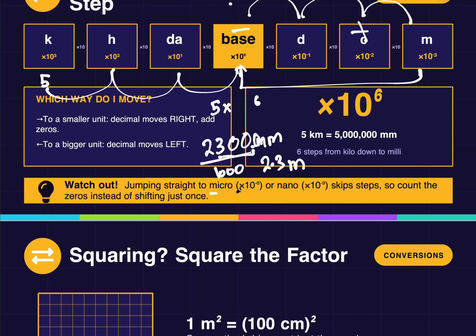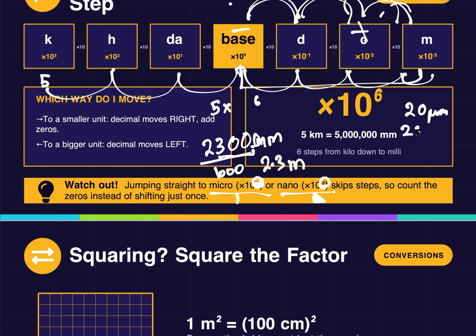And regarding micro or nano, this skips a bunch of steps. So it's a bit harder to keep track of these, right? Because you can't just go counting like this. So you'll have to use these, -9 and -6, these exponents, to figure out how many units away it is from the base. So then you could know that if something is 20 micrometers, it's 6 units away from the base because it's 10 to the -6, right? Micro. So you can divide it by 10 to the 6 to get 2 times 10 to the -5 meters.